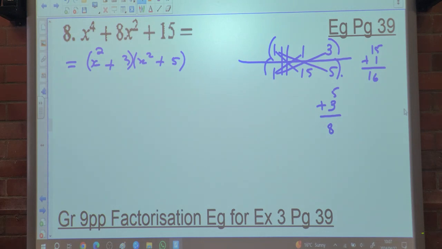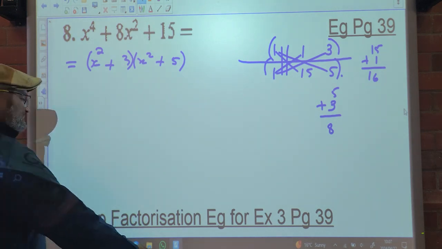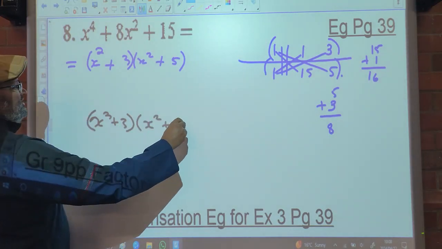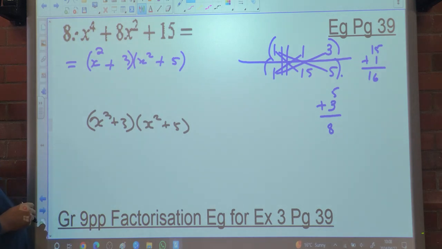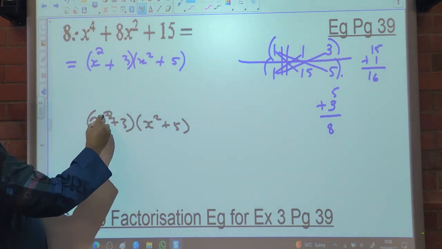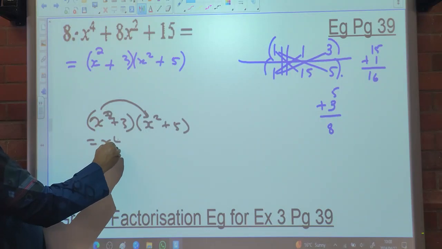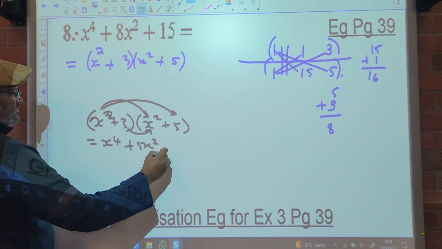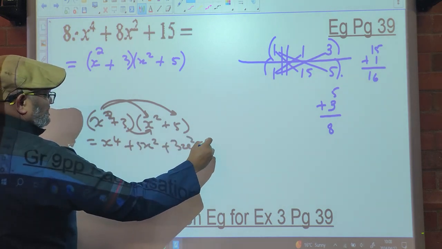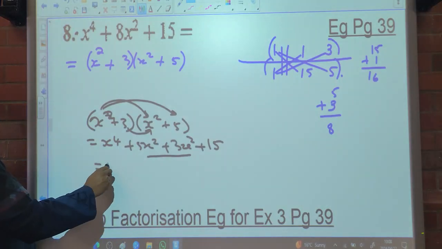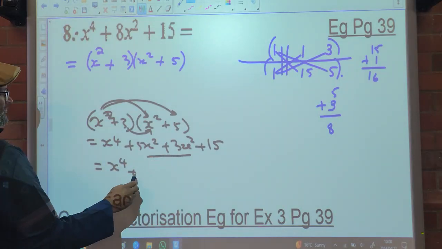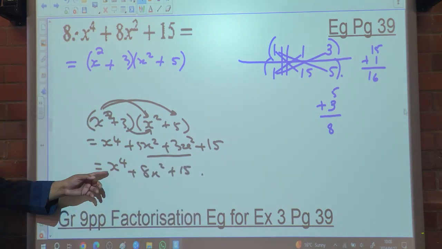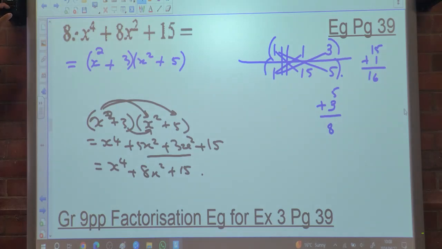Would you like me to test it? Okay. So x squared plus 3, x squared plus 5. If I multiply out, what should I get? Should get the question again. Not so? x squared times x squared? x to the power 4. x squared times 5? 5x squared. 3 times x squared? 3x squared. 3 times 5? 15. What is that? Like terms. Not so? So 5 plus 3 is 8x squared plus 15. And that is exactly it. Okay.